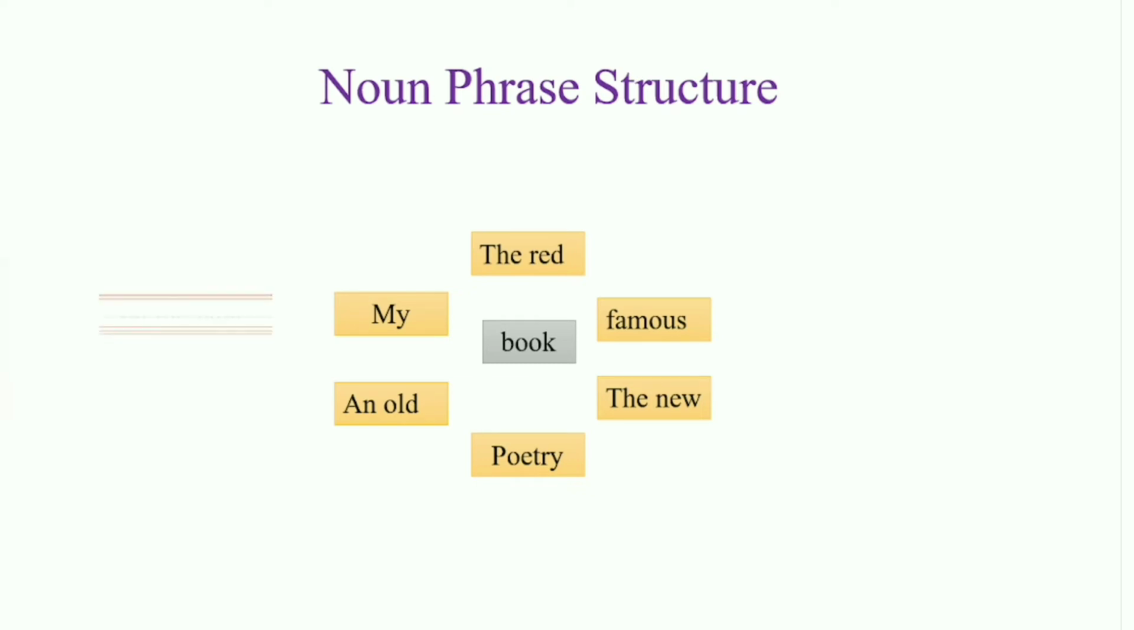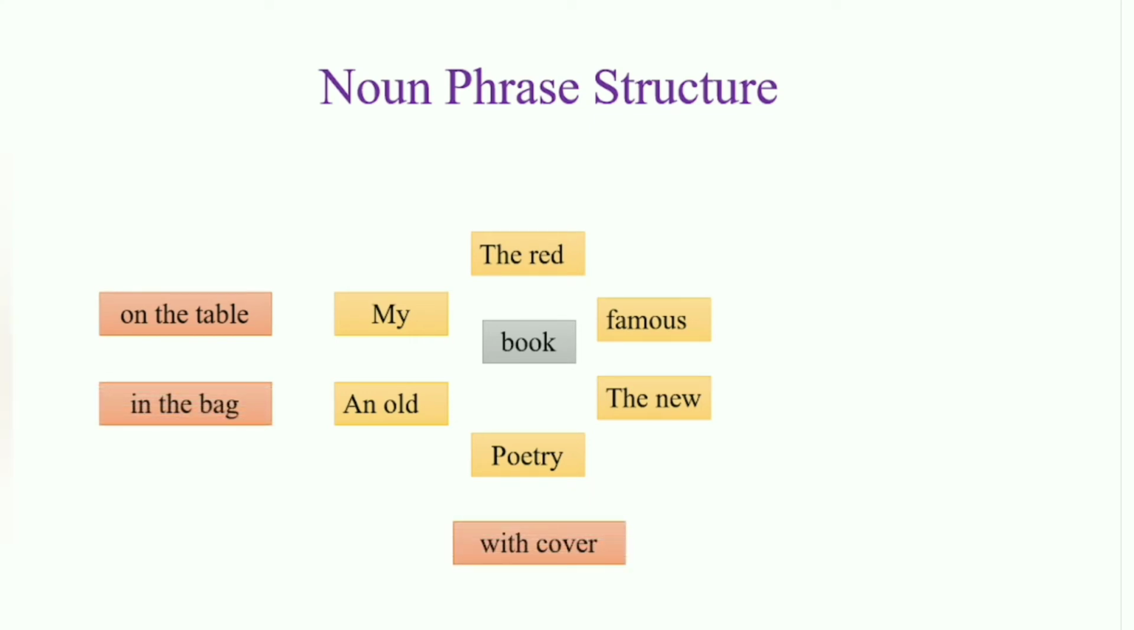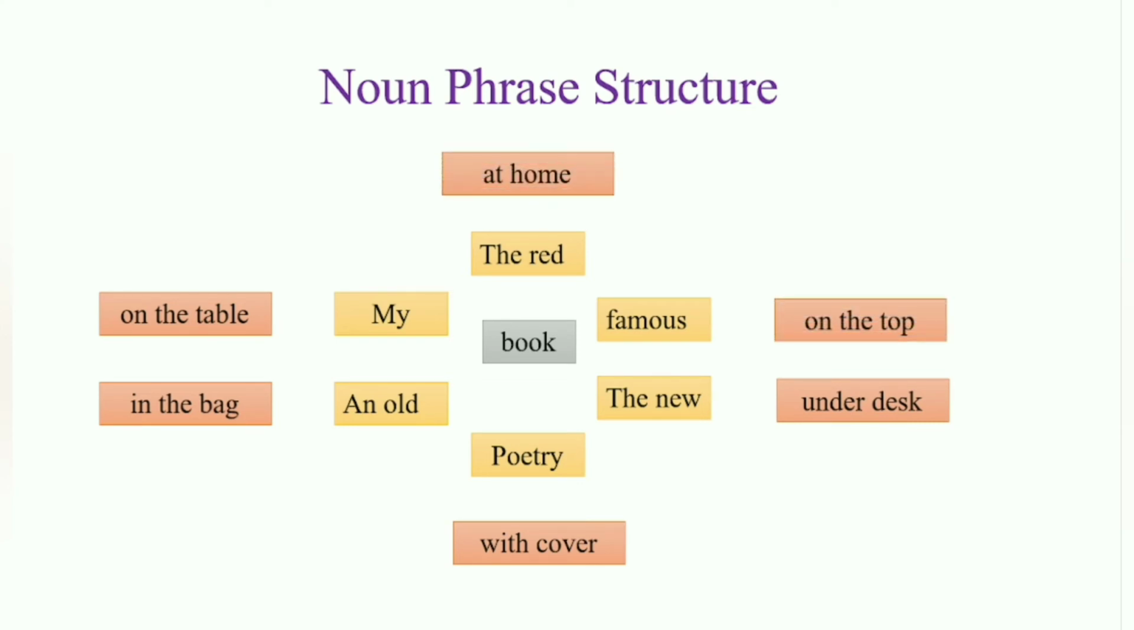For instance, my book on the table, an old book in the bag, poetry book with cover, the new book under desk, famous book on the top, the red book at home. So this is the way we can construct a noun phrase.